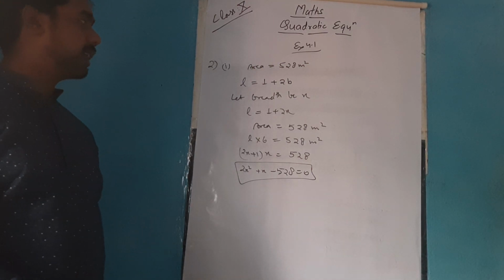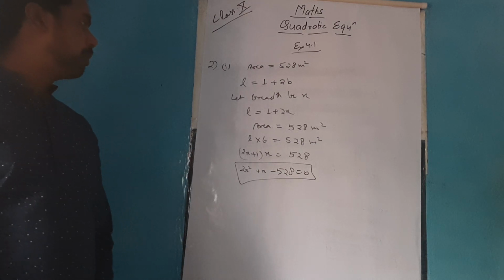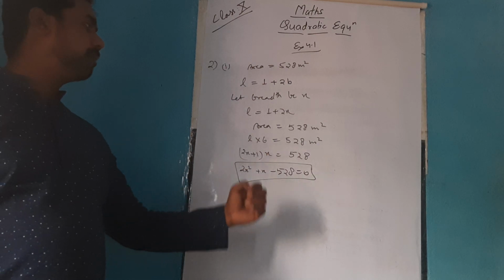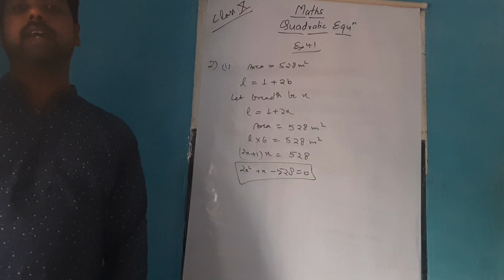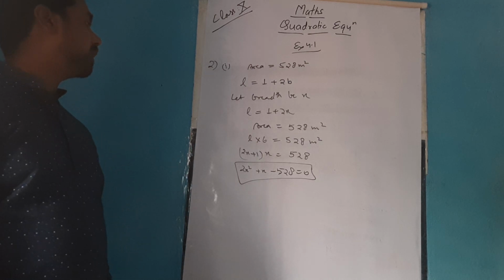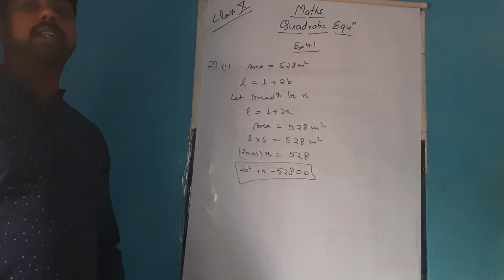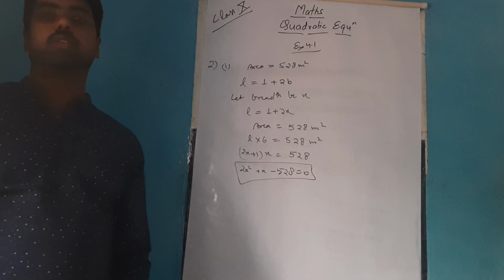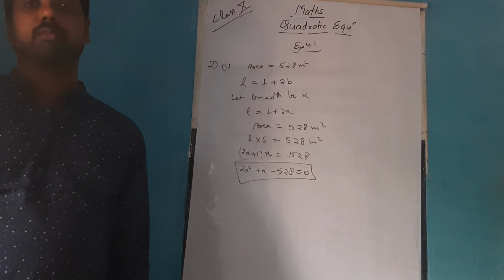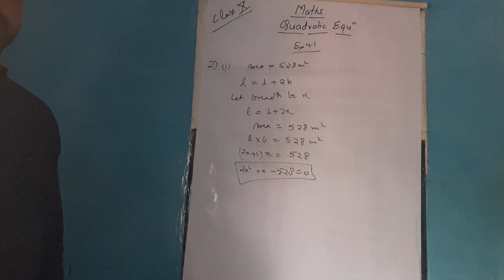Since area of a rectangle is given as length into breadth, we'll put the value of length and breadth, then open the bracket and bring 528 to the left hand side to write it in the standard form of a quadratic equation. So this becomes 2x square plus x minus 528 equals 0. This way you are going to solve the first part of it. I hope this is clear.